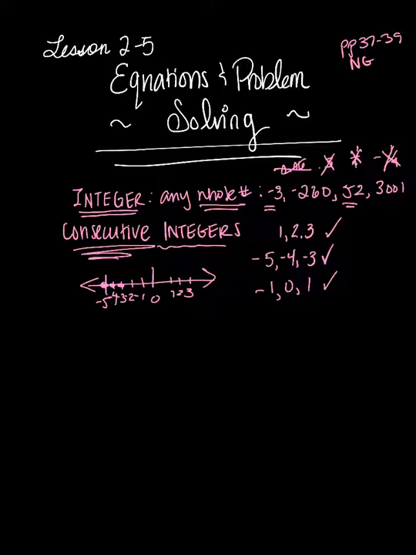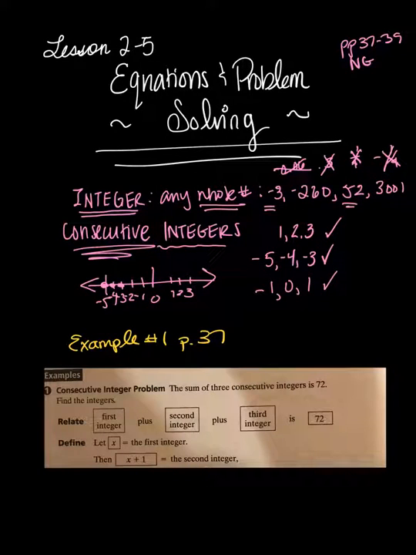All right, so let's look at a word problem involving consecutive integers. If you're following along on your note-taking guide, this should be example 1 at the bottom or middle of page 37. Let's look at this problem. Here I have the sum. Sum is important. Make sure you highlight or circle that. The sum of 3 consecutive integers is 72. Always circle your numbers.